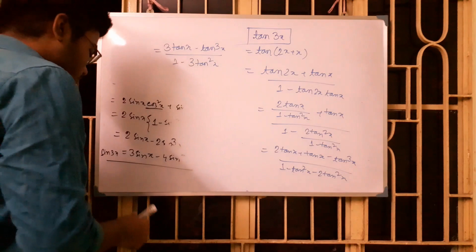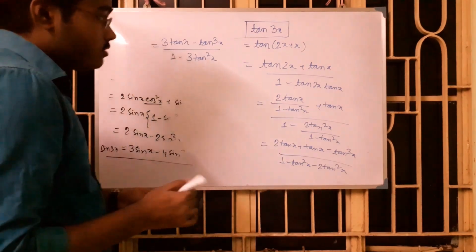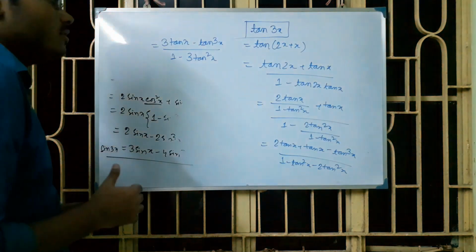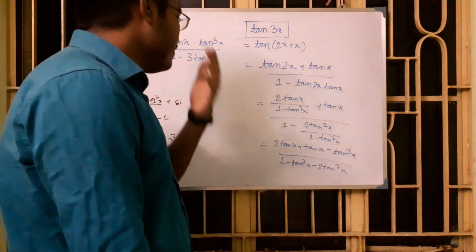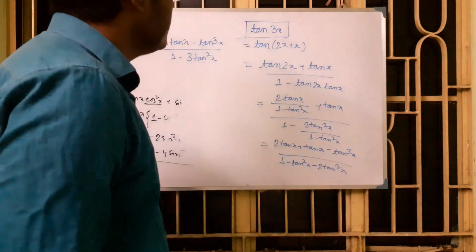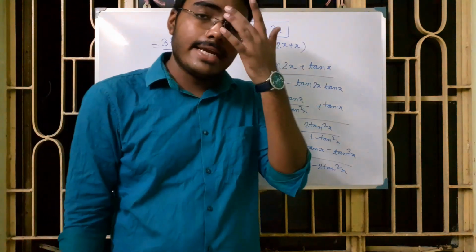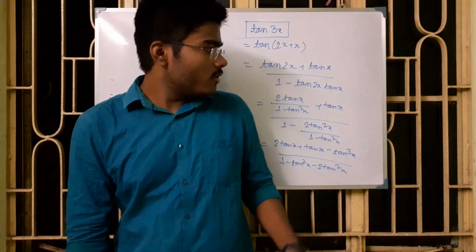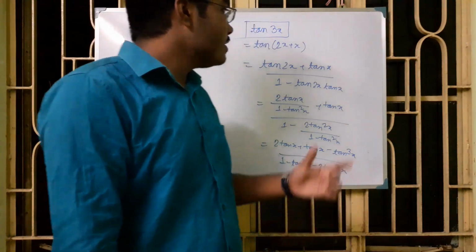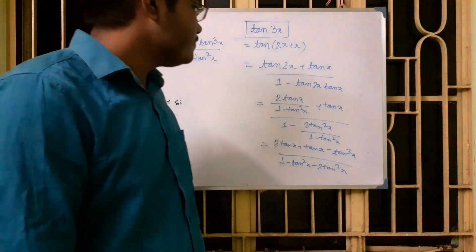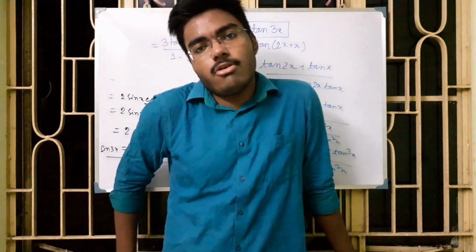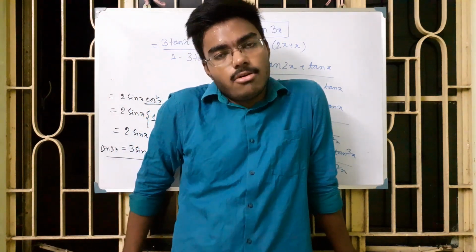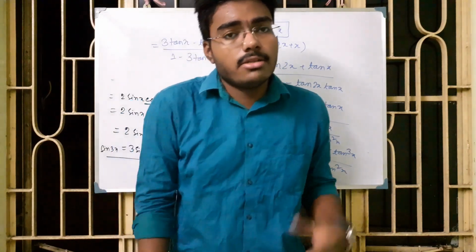Okay, so by using that formula we got everything, every multiple angle, tan 3x, sin 3x, sin 2x, cos 3x, cos 2x. Okay, so this is the end of this video, and in the next video we will be discussing about sin a cos b, cos a sin b, the value of 2 sin a cos b, 2 sin a cos a, that will be discussed in the next video.